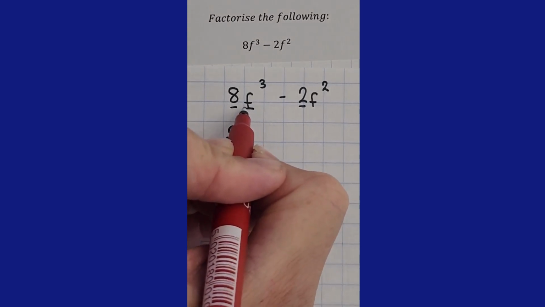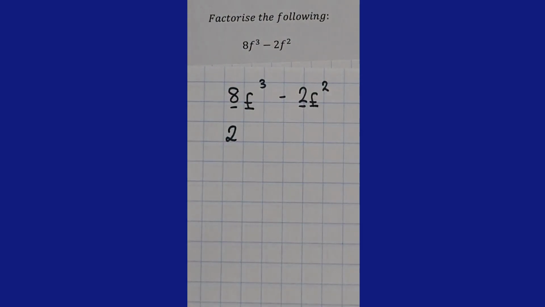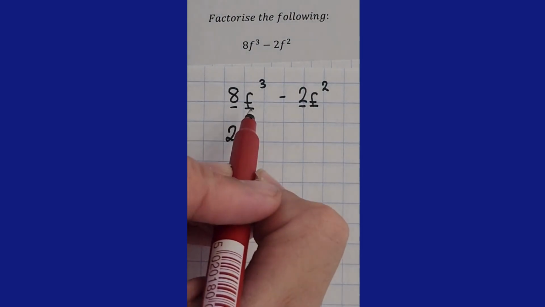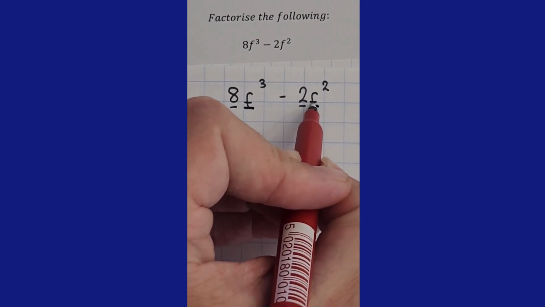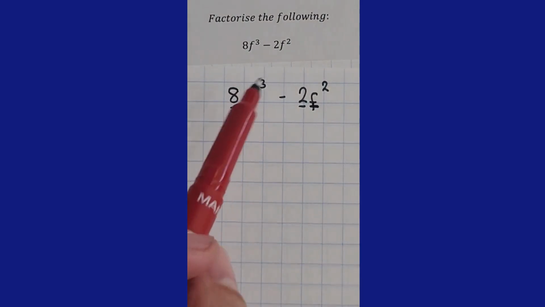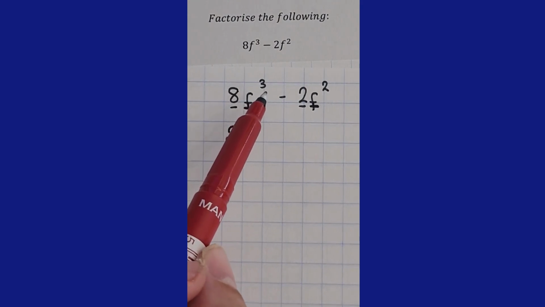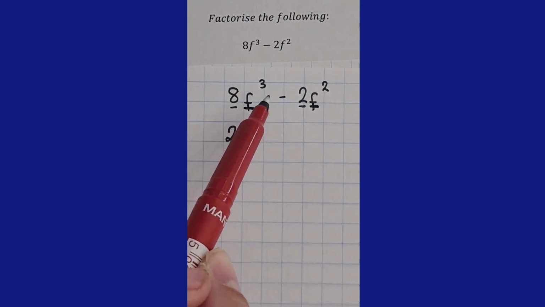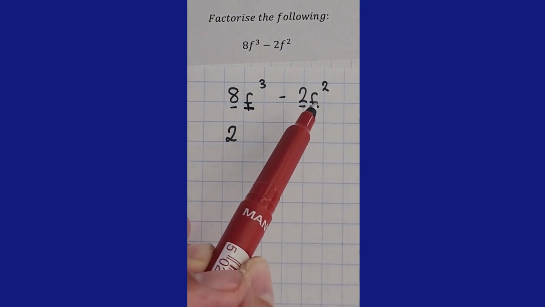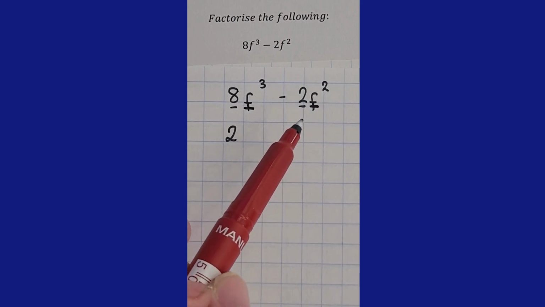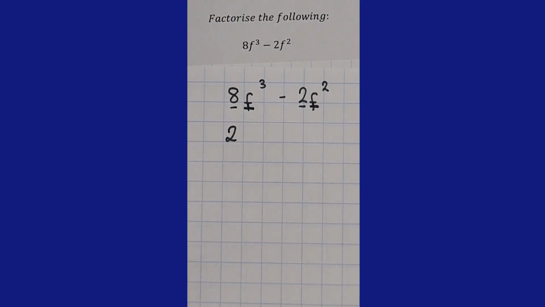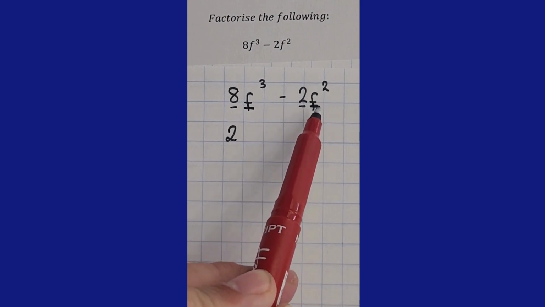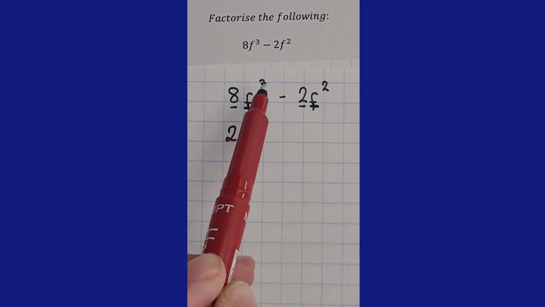We're then going to look at our letters here. Hopefully you can see that I've got f cubed and I've got f squared. So in essence, I've got 3 f's here, f times f times f. And here I've got f squared, which is f times f. So in terms of what's common in both, actually, I've got f squared here and I've got f cubed here.